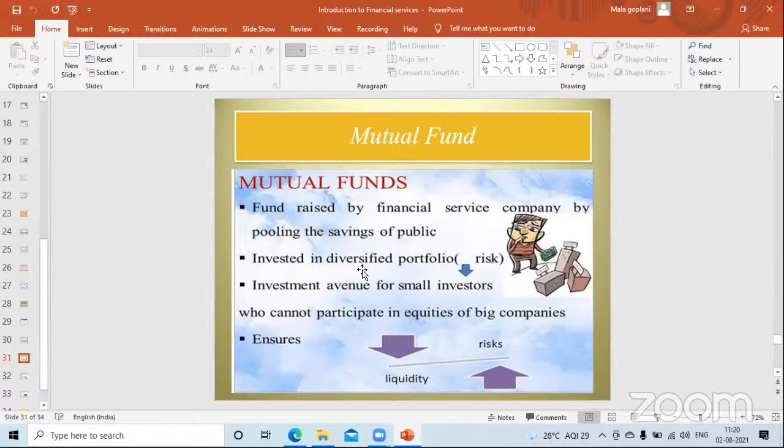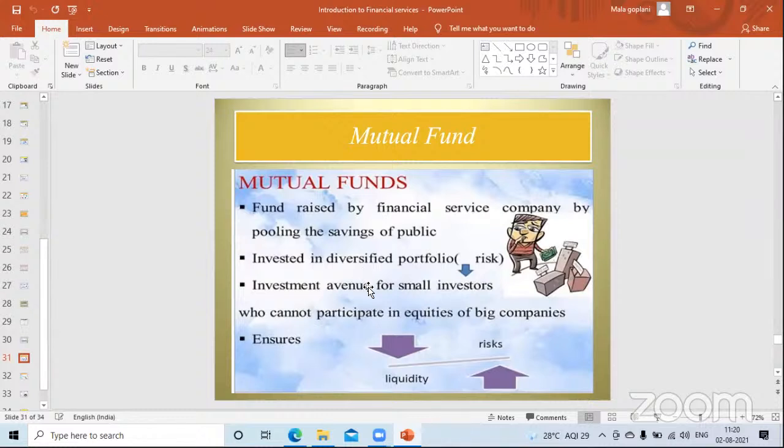Diversified means the risk has been scattered, and therefore the risk has minimized, because you have allocated the money into different areas. If one security is going into losses, another security is going into profits, so the loss can be compensated from the profit of another security. That is why we say that if it is diversified money, then the risk is reduced.